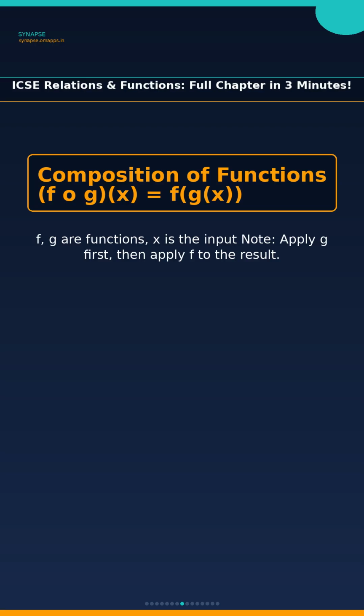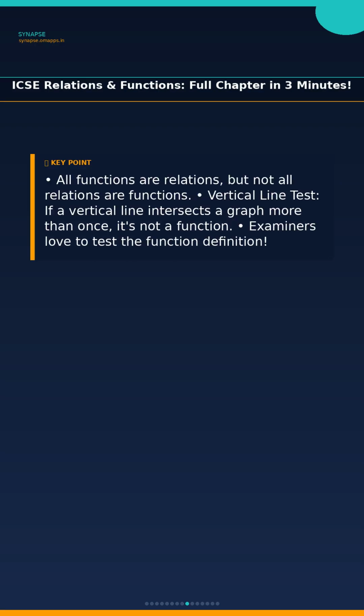Here's a common mistake, mixing up relations and functions. Remember, every function is a relation, but not the other way around. Examiners love to trick you with this. Use the vertical line test on a graph to check if it's a function.